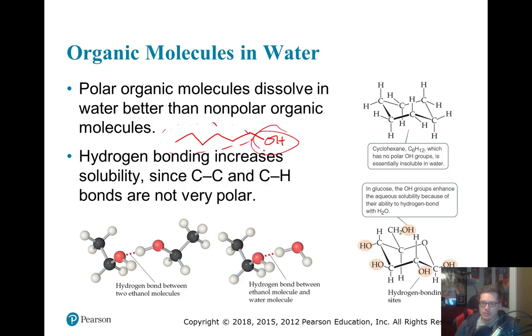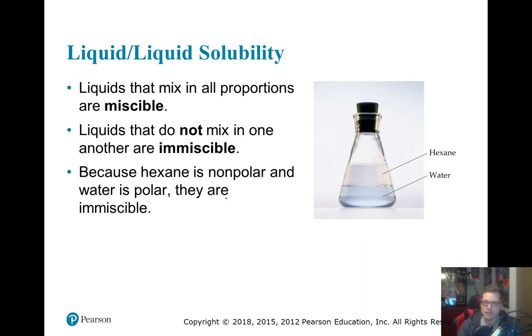Okay, it's only this side right here that can have those hydrogen bonds. So it's kind of a balancing act, and as you do more of these, you get better and more used to it. All right, so a couple of new terms here: liquids that mix in all proportions.